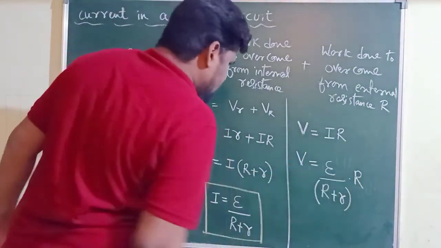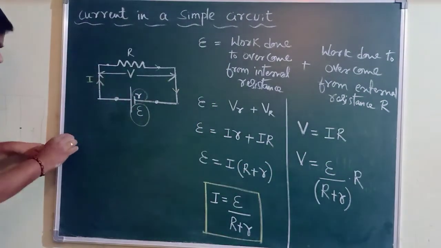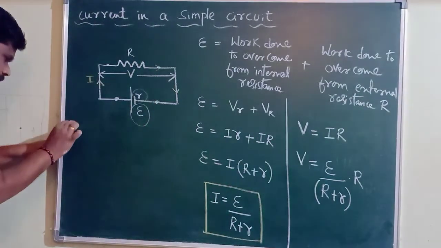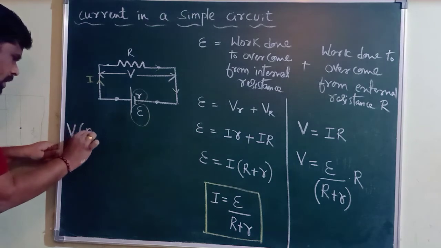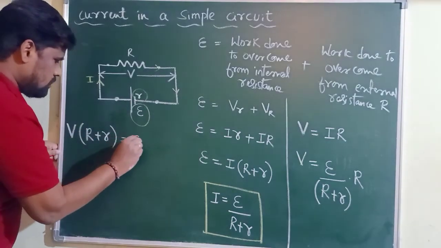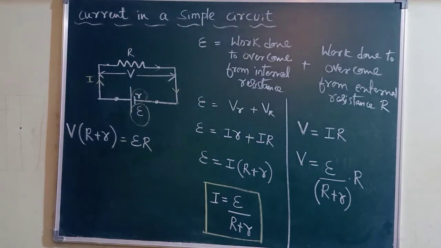Next you can simplify. Or else you can transfer this term here: V into (R plus small r) is equal to ER. Shall I write like this? Okay, no problem. Then V into (R plus small r) is equal to E into capital R.